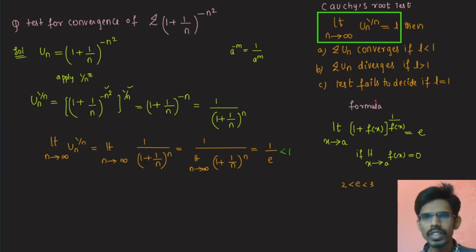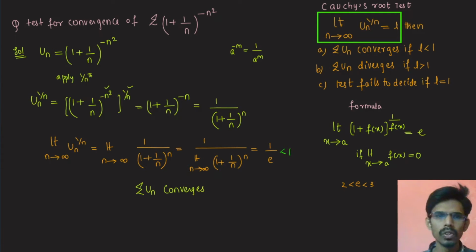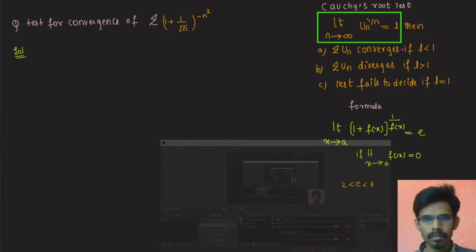So whenever we see L less than 1, we have sigma un converges. So the given series will converge. So the answer is sigma un, that is the given series converges, since we have L value less than 1.